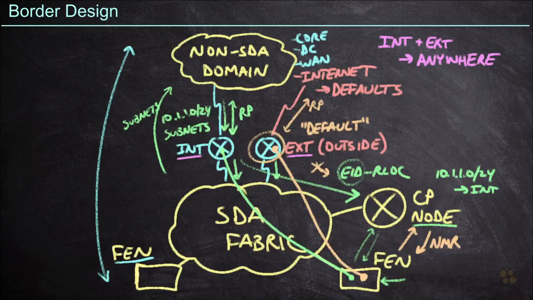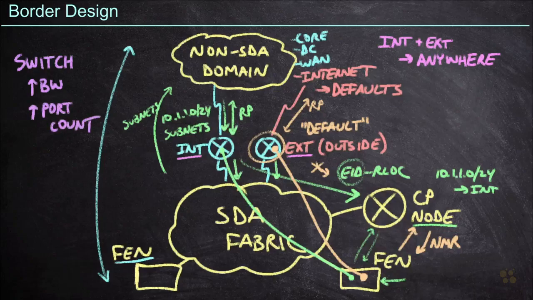Now, when it comes to speccing out hardware for the border node, we have the option of using a multi-layer switch or a router. We might want to consider a switch when we need high bandwidth ports like 25 gig, 40 gig, even 100 gig. Or if we simply need a high port count, we'll always get a higher port count on a switch than we will on a router.